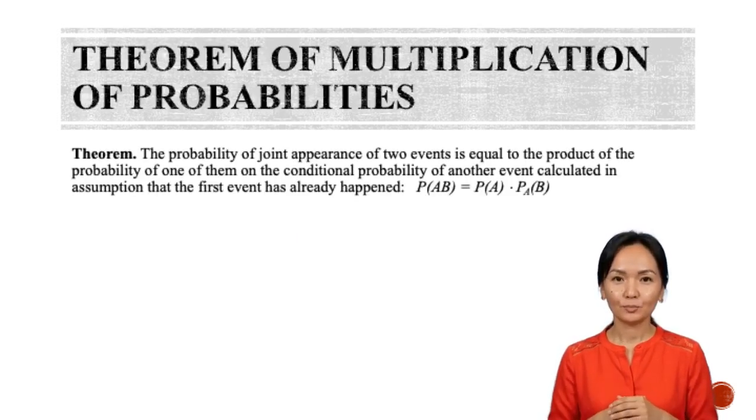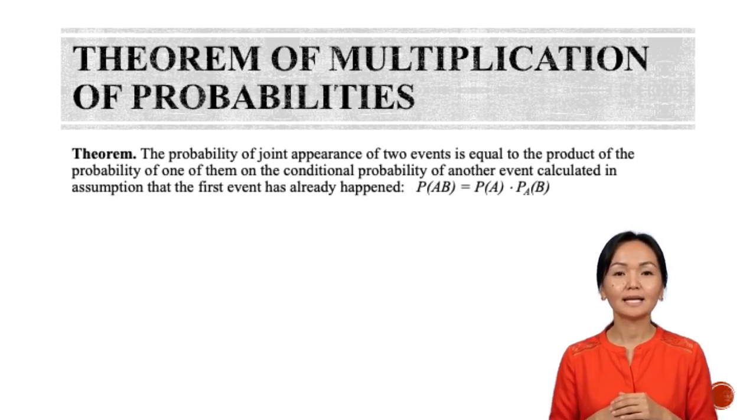Building on conditional probability, we now arrive at the theorem of multiplication of probabilities. This theorem states that the probability of the joint occurrence of two events is equal to the product of the probability of one event and the conditional probability of the other event, given that the first event has already occurred. Mathematically, we write this as P of AB equals P of A times P subscript A of B. This theorem provides a powerful method for calculating the probability that two or more events will happen together, which is often crucial in real-world applications.